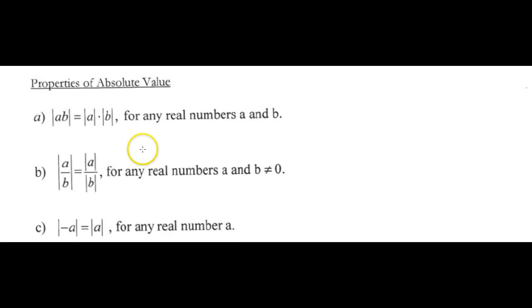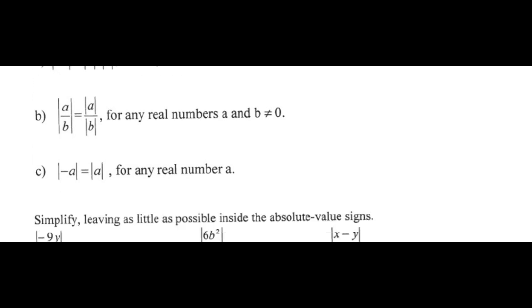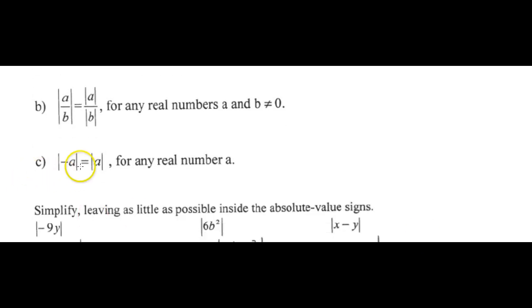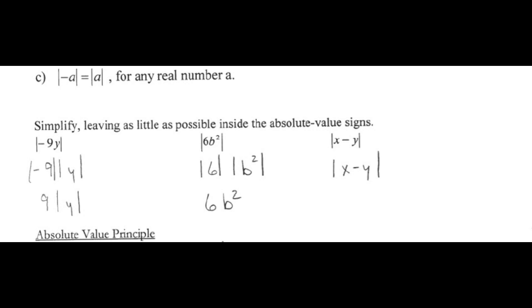The absolute value of a product of two numbers is the same thing as the product of the absolute values. So it doesn't matter whether you multiply first or take the absolute value first. It works out to be the same thing. The absolute value of a quotient of two numbers equals the quotient of the absolute values. So it doesn't matter whether you divide first or you take the absolute value first. You will get the same answer. The absolute value of the opposite of a number is the same as the absolute value of just the number. Those negative signs don't make a bit of difference.